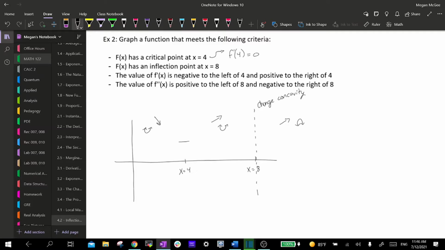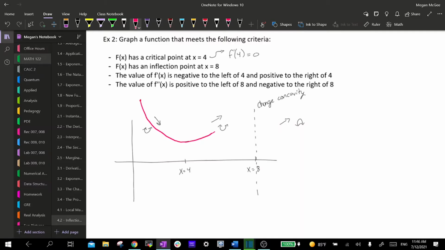Alright, so now we have to try to draw something that matches all of our criteria. I'm going to use a different color and attempt to draw this out here. I'm just going to start from some point over here. We must be decreasing but concave up. So decreasing and concave up, and we have to level off at x is equal to 4 because we have a critical point there. So we have a horizontal derivative. And then we have to be increasing and concave up over here.